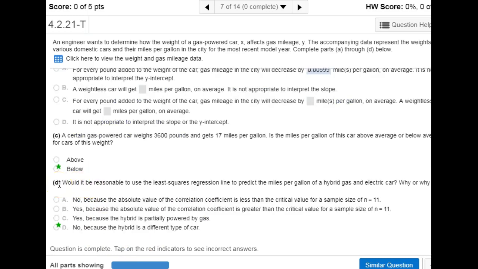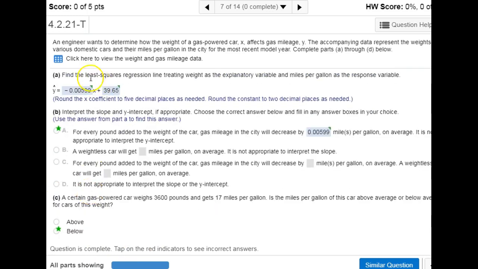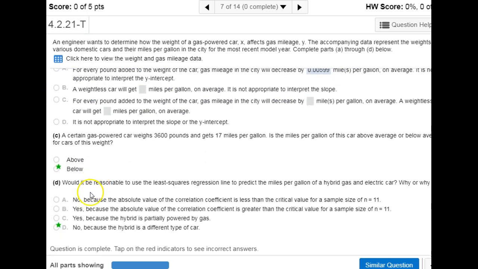So for any gas-powered car we have, we can plug in its weight and get a calculation of what the average gas mileage should be. But part D is asking, can we do that for a different type of car? Can we do that for a hybrid gas and electric car? And the answer is no, because this is a completely different type of car.